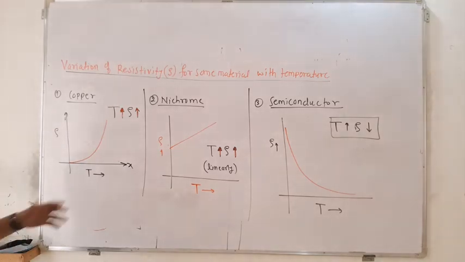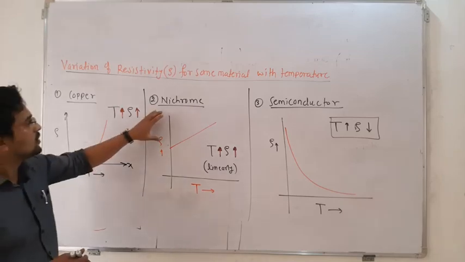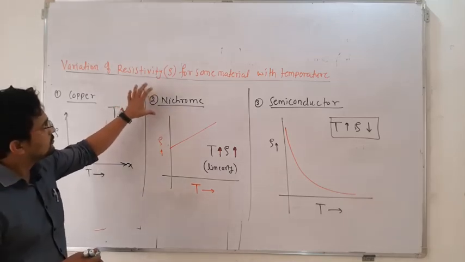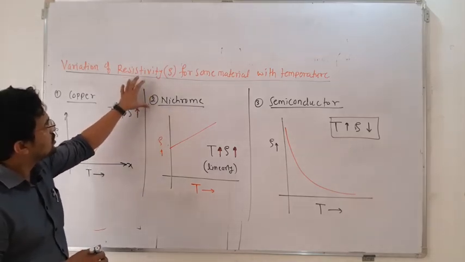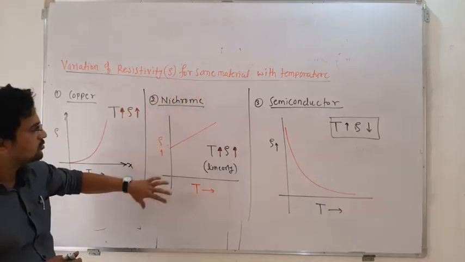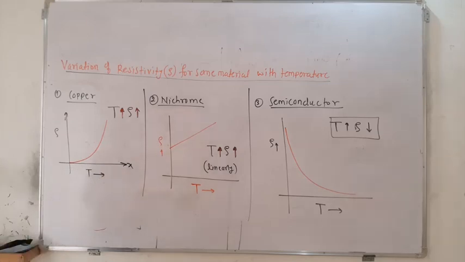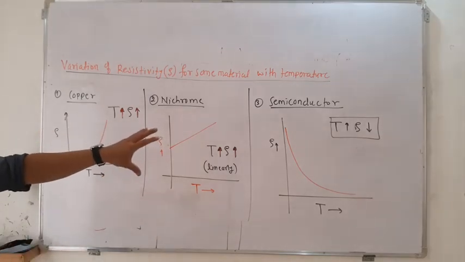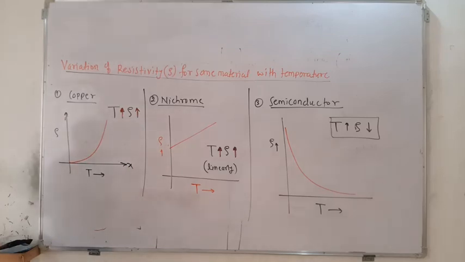Sometimes in the final examination, for 1 mark they have asked to draw the graphical representation of resistivity with temperature for the nichrome wire. So you have to draw this graph. Remember for 1 mark these graphs are important for copper, nichrome and the semiconductor. So this is all about today's lecture. See you in the next video. Thank you.